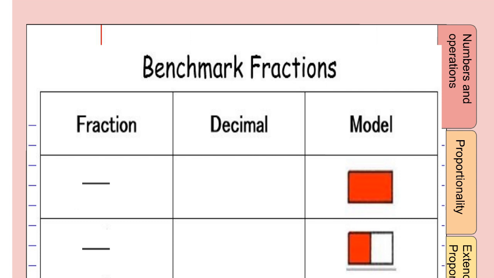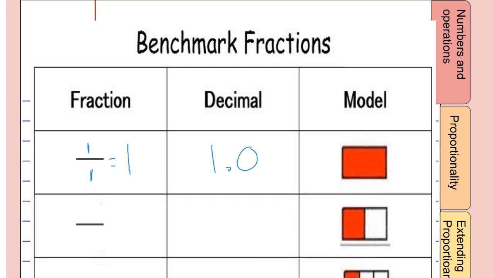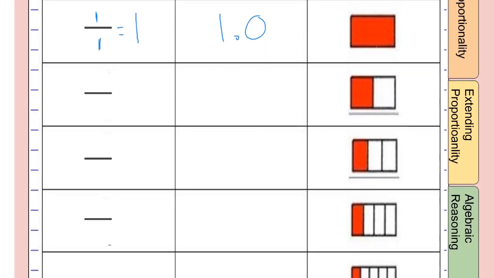Okay, so with our first model right here, it is one whole thing that is shaded out of one whole thing. And 1 over 1 is really equal to just one whole. And how we would write that as a decimal is 1.0. Okay, so our first one was pretty easy. It was one whole. Okay, so we're going to do that same thing and keep going.